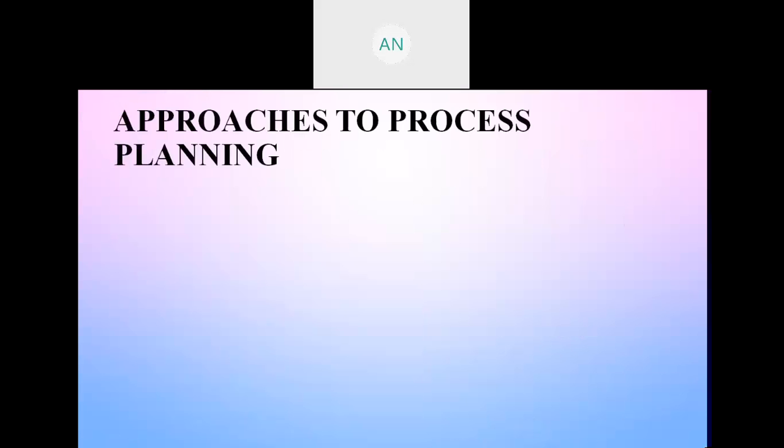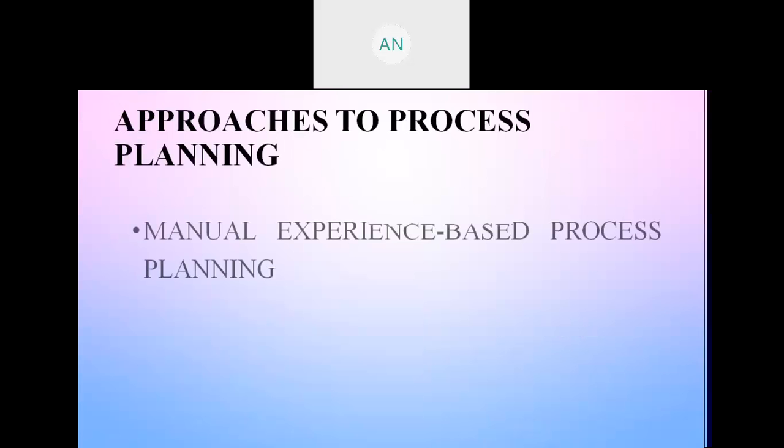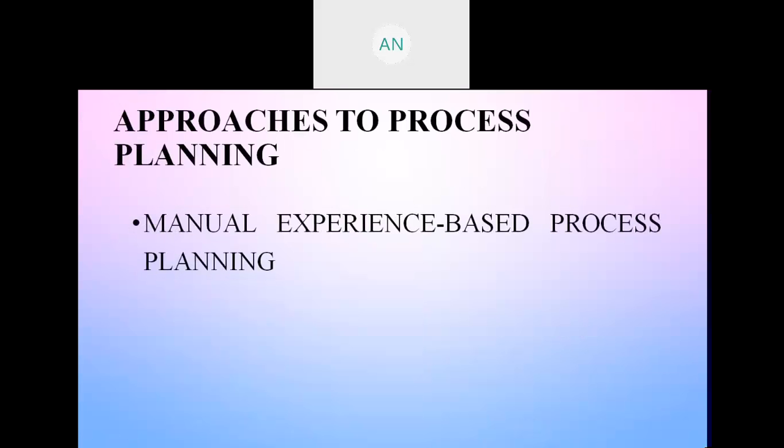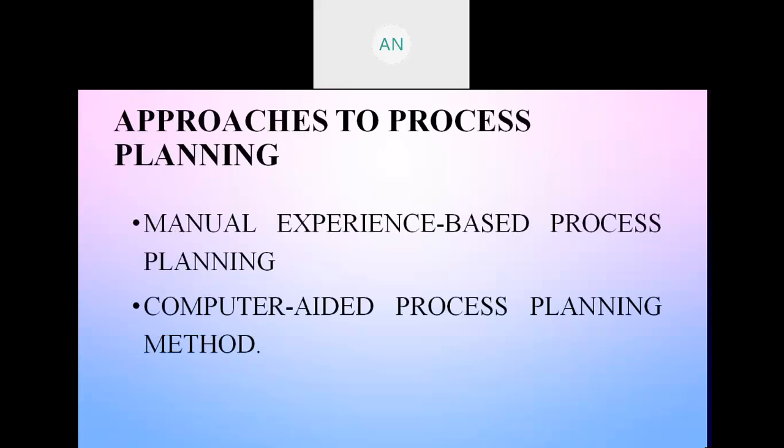So what are the approaches in process planning? There are plenty of approaches, but the main focus is given on two: manual experience-based process planning, and the computer-aided process planning method. These are the two well-established process planning methods available in the day-to-day scenario. First one, manual experience-based process planning.